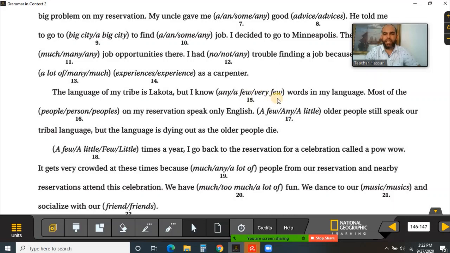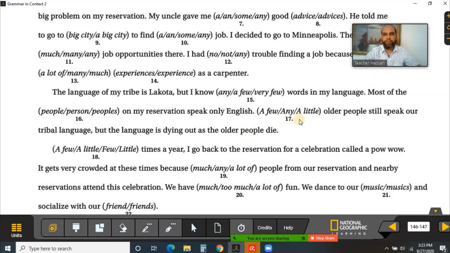Very few words. I know very few words. This means not enough words. This person knows almost no words in this language, Lakota. Words in my language, most of the people, person, peoples. Now, people is the plural form of person, so this is the correct one. Most of the people on my reservation speak only English.